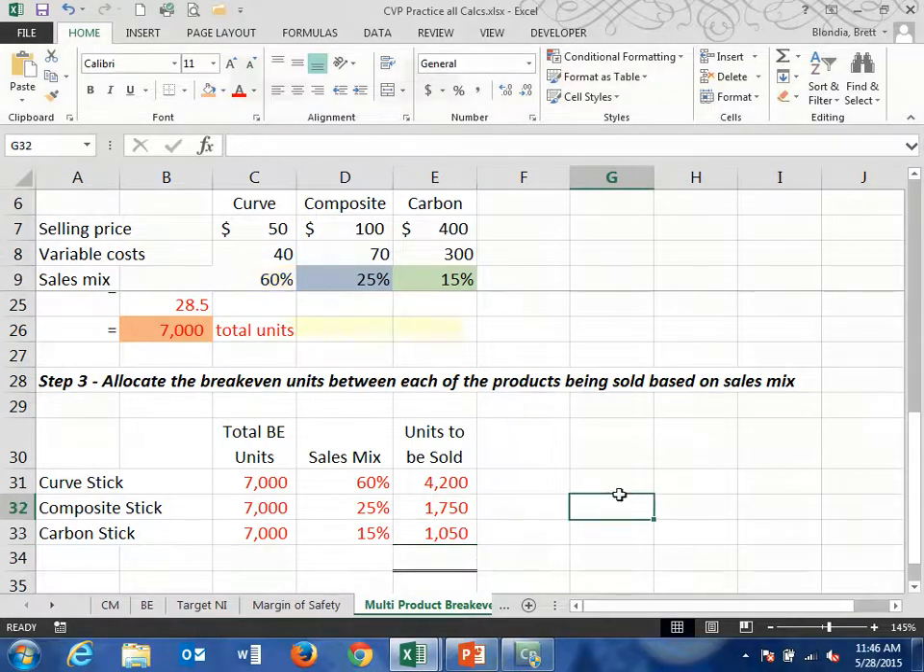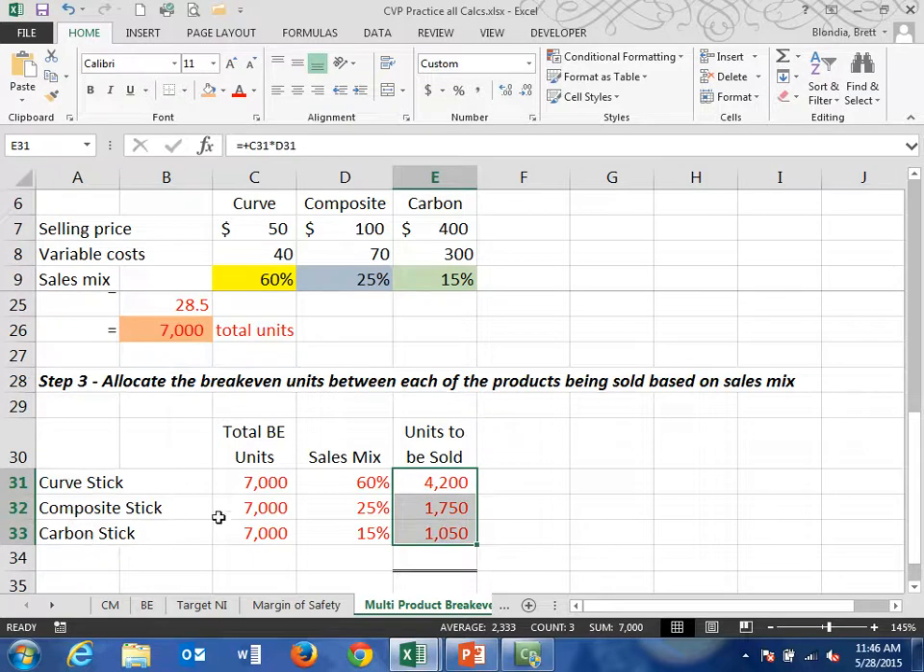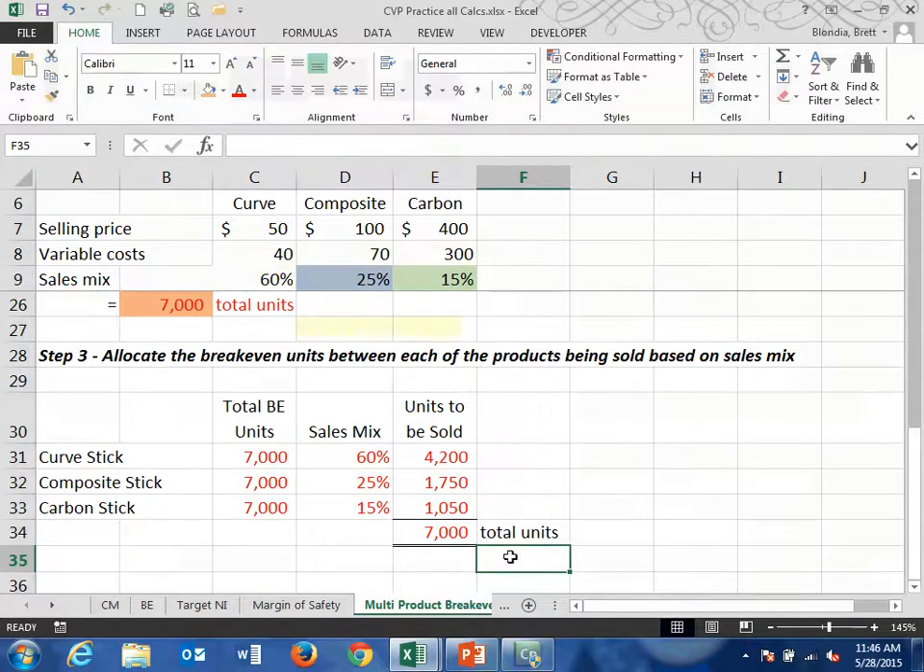Now, because I'm an anal retentive accountant, I always want to make sure that the numbers I'm calculating are done right. I know that since I'm only allocating out 7,000 units, the sum of the three models, the curve, the composite, and the carbon, should equal 7,000. So I just do a quick subtotal to make sure. And if you add up all three of these, there's those 7,000 total units that you're expecting to sell. But the break-even point, when we do it this way, we can now express in terms of each of these models. So the answer to the question is, to break even, this company must sell 4,200 curve sticks, 1,750 composite sticks, and 1,050 carbon sticks.